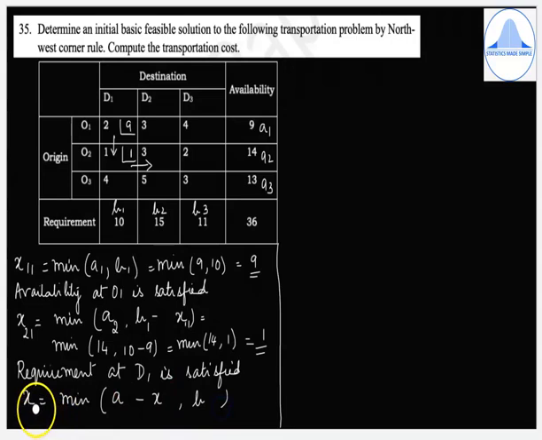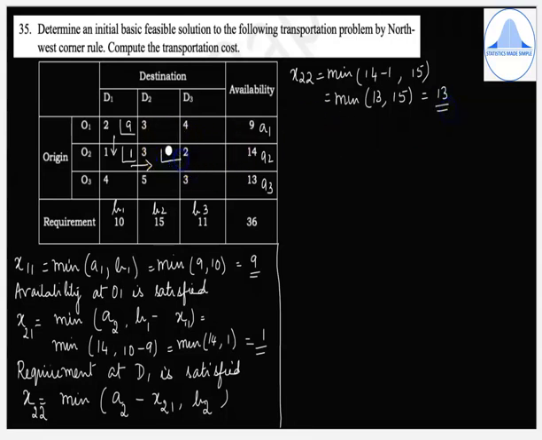So it is x22 is equal to minimum of, this 2 you write for a and this 2 you write as a subscript for b, and this x will be the allocation which you just now found out, which is x21. So we get x22 is equal to minimum of 14 minus 1 comma b2 is 15. So this is minimum of 13 comma 15, and so the minimum is 13. Next write 13 in this cell.